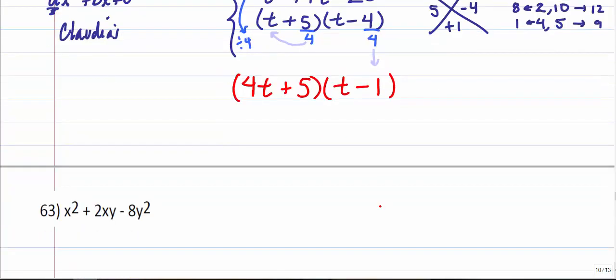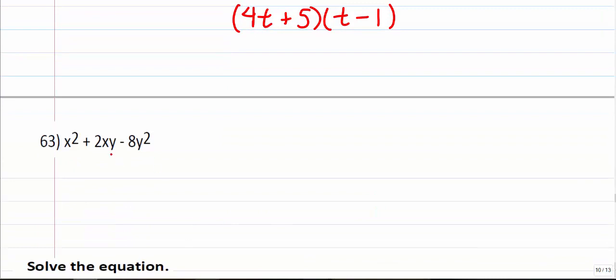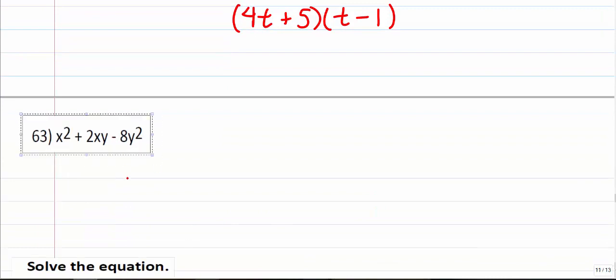I think there's one more before we get to the solve. Okay, good. All right, 63. The only thing different on 63, guys, is that extra variable.